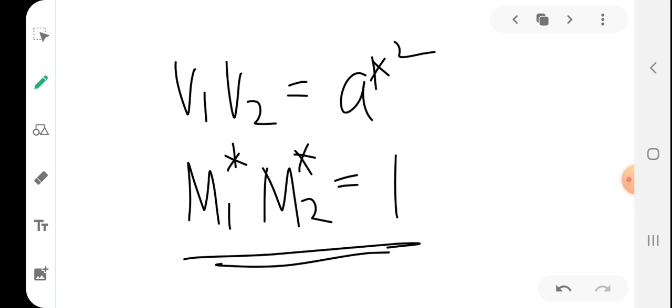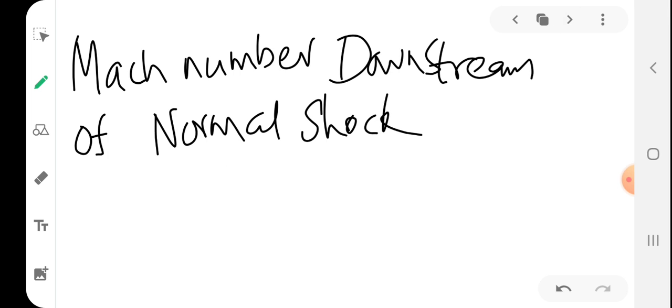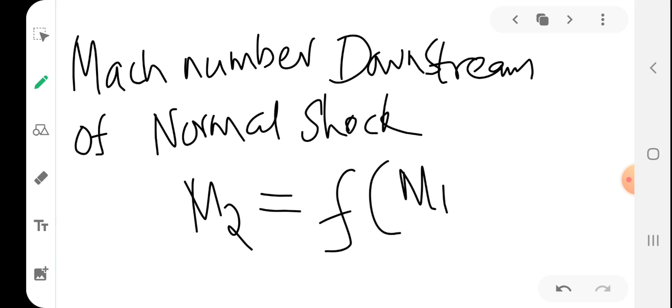Okay, so based on this Prandtl-Meyer relation, we will do some more analysis of shock waves. Now we will try to determine the Mach number downstream of a normal shock in terms of the upstream Mach number. So we will find the downstream Mach number as a function of the upstream Mach number. If you know the upstream Mach number, you can find the Mach number after the normal shock. That is the idea of this particular topic.